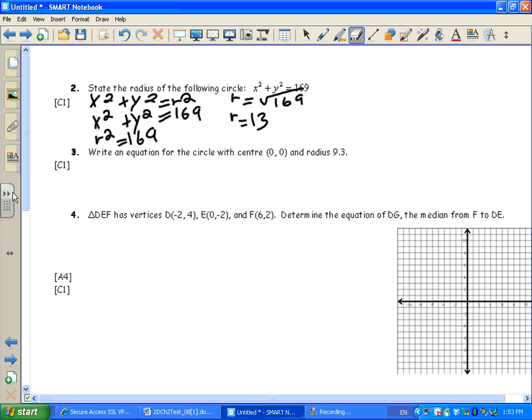All right, question 3. Write an equation for the circle with the center at 0 and a radius of 9.3. So again, the equation of a circle is x squared plus y squared equals r squared. Now, the radius of the circle is 9.3, so we're going to replace just the r with 9.3. So we have x squared plus y squared equals 9.3 squared.